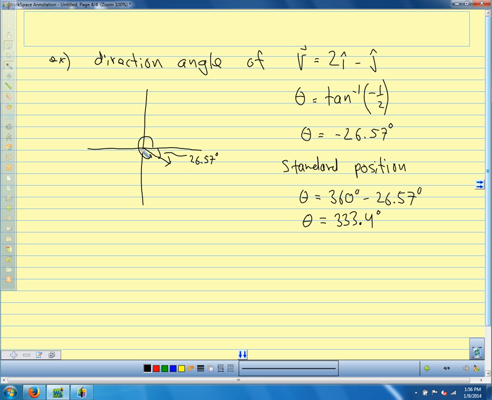position. So if we're in the second quadrant, we'd be over here somewhere. Third quadrant, we'd be over here somewhere. And you have to take that into account when you're finding your angle and if you want to express it in standard position. All right, questions on that example?